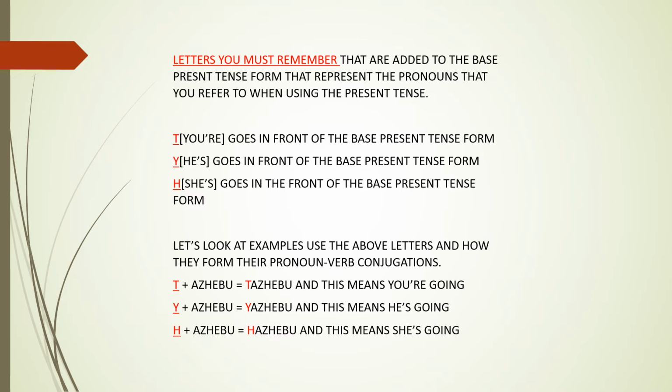Let's look at the next and the last example of the singular pronoun verb conjugations. Remember, family, there are 4 singular forms: I'm, you're, he's, and she's. And there are 3 plural forms: we're, they're, and you all are. So the last form of the singular forms puts an H in front of the base present tense form verb. And when you add the H and make it all one word, it is pronounced hazhibu. And this means she's going.